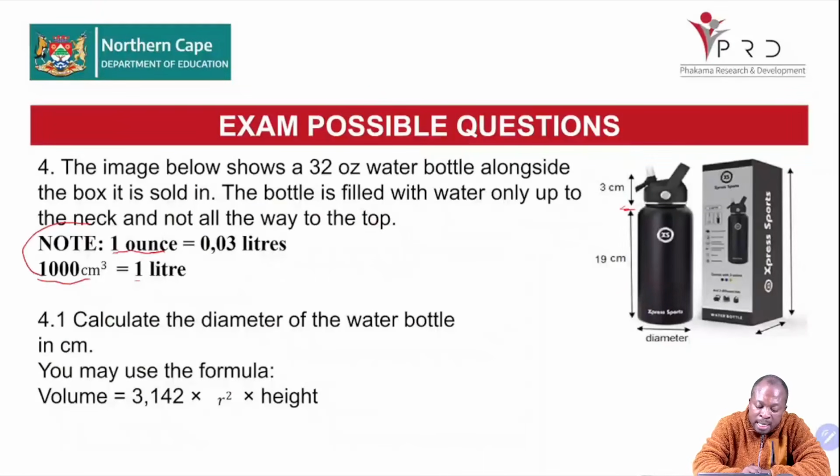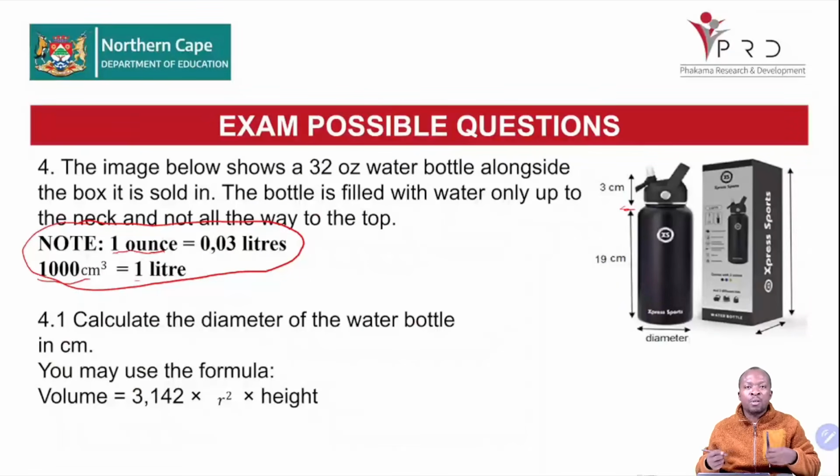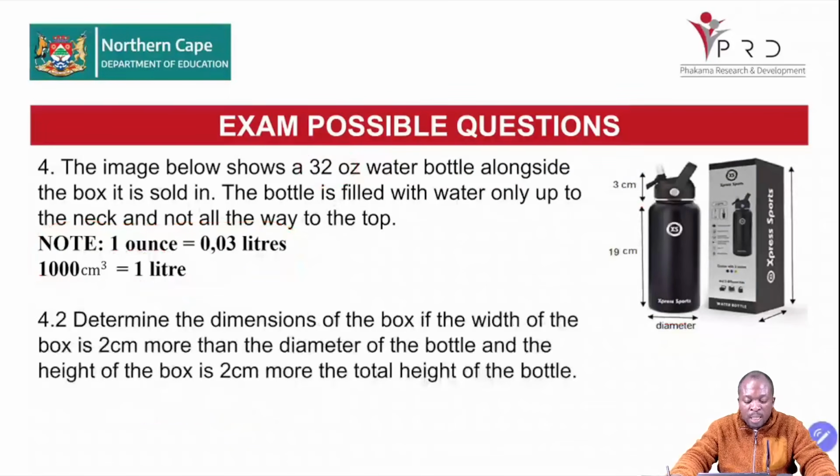So you see that in the exam, the examiner will give you something like this because they want you to be able to convert correctly. So question 4.1, calculate the diameter of the water bottle. This is a 32 ounce water bottle. Don't forget, the examiner gave us a formula. It says volume is pi r squared h. How do we do that? I hope you're going to get it correct with this one.